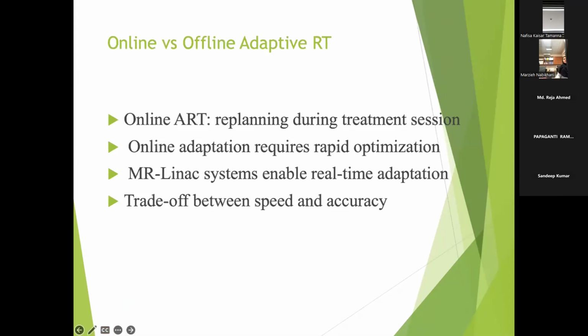So if we talk about the slight difference, we can just have an illustration of this online versus offline. Online ART is replanning during the treatment sessions. Online adaptation requires rapid optimization, and MR-Linacs, of course, can give real time. So it's basically a trade-off between speed and accuracy.